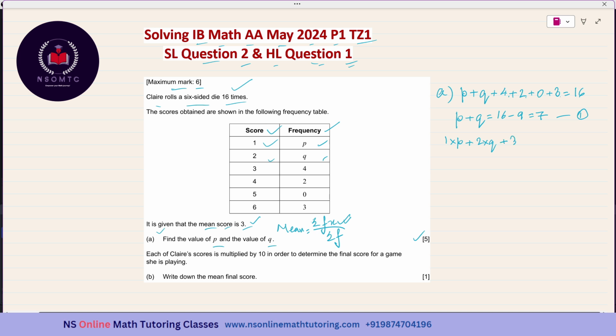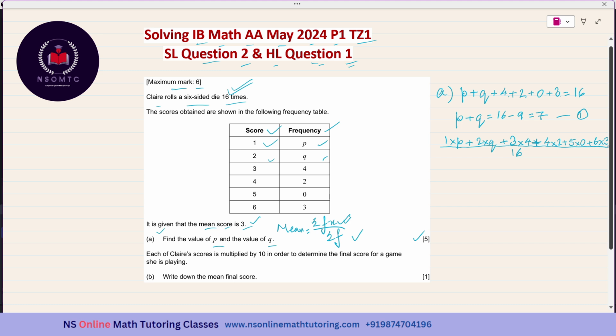plus 3 times 4 plus 4 times 2 plus 5 times 0 plus 6 times 3, divided by sigma f, which is equal to 16. So it is divided by 16.